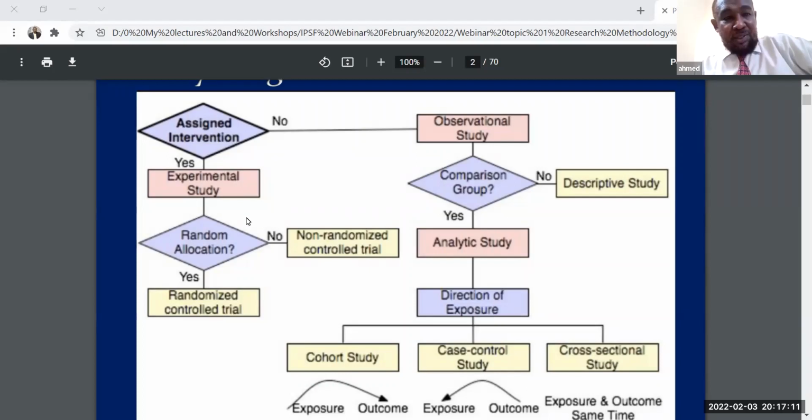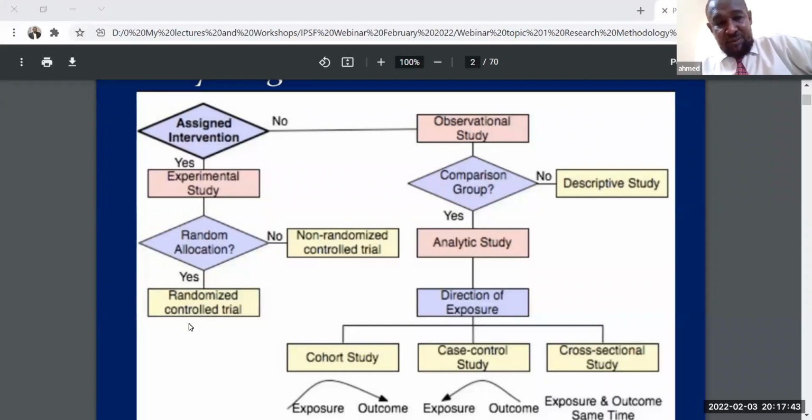For experimental study designs, the main design which is very commonly used and very famous is the randomized control trial. And this is based on whether there is randomization or not. If there is no randomization, we have a non-randomized control trial. Of course, there are other experimental designs other than those appearing here. For example, we have pseudo-randomized, and we also have quasi-experimental.